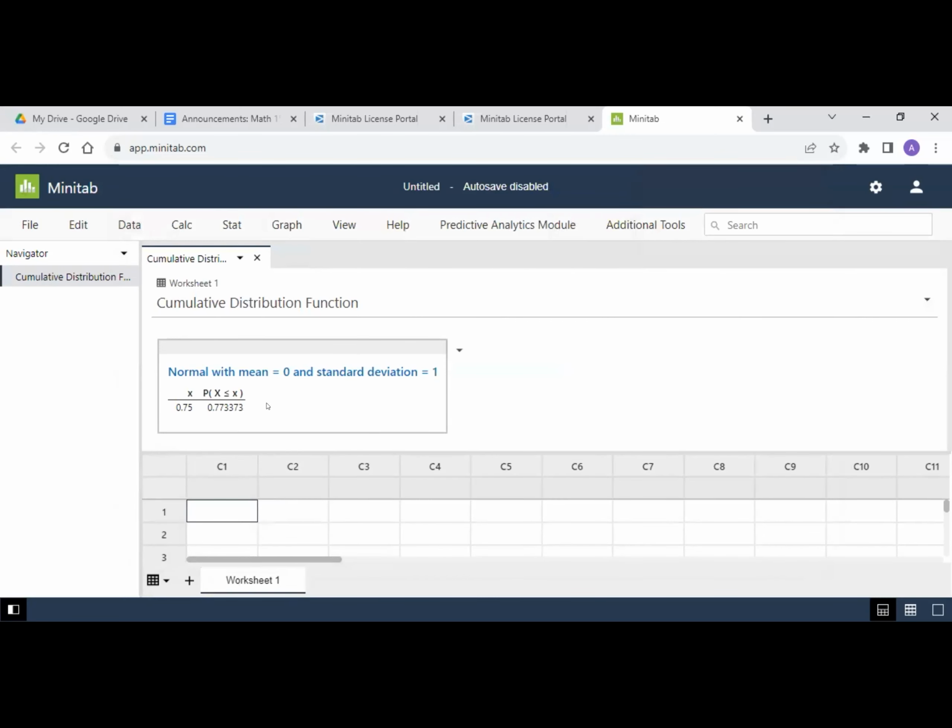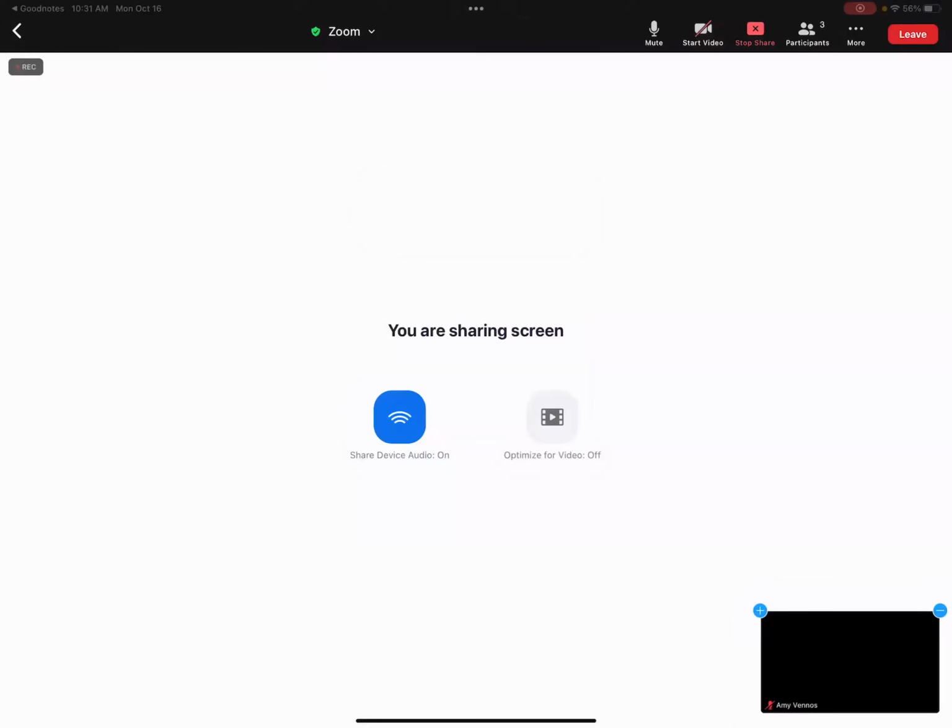And here we go. We get our z-score on the left, which it says x, but it just means the z-score. And then on the right, we have the probability of less than that z-score. So 0.7733. Any questions on how I got this value on Minitab? All right, pretty easy. Let me flip myself back to my screen here. This is the most annoying thing about using my iPad, going back and forth. But it's all good.